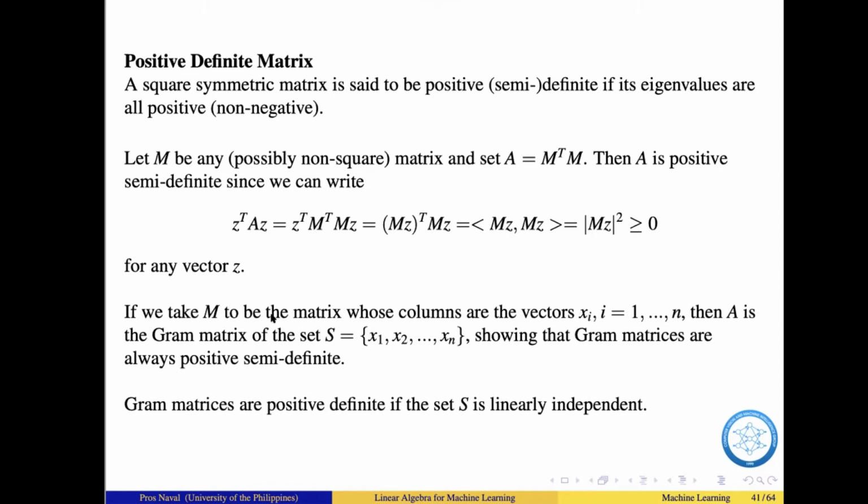If we take M to be the matrix whose columns are the vectors xi for i equals 1 to n, then A is the gram matrix of the set x1 to xn, showing that gram matrices are always positive semi-definite. Also, gram matrices are positive definite if the set S is linearly independent.